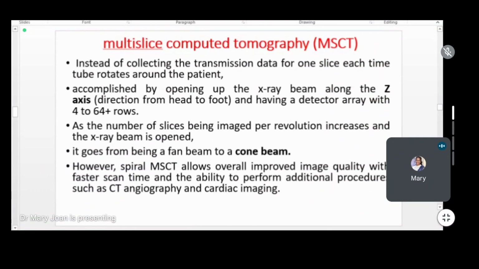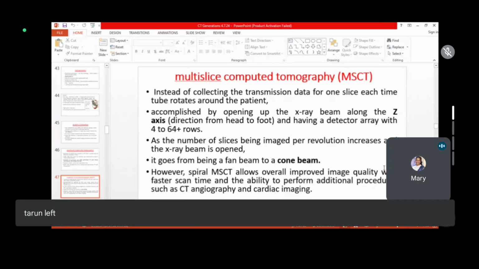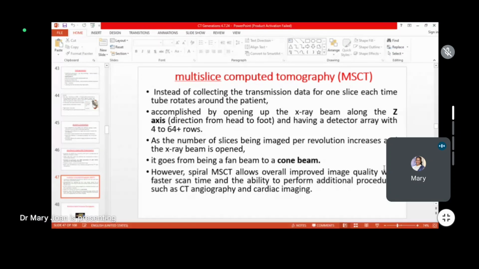Instead of collecting the transmission data for one slice each time the tube rotates around the patient, this is accomplished by opening up the X-ray beam along the Z-axis, the direction from head to foot, and having a detector array with 4 to 64 plus rows. As the number of slices being imaged per revolution increases and the X-ray beam is opened, it goes from being a fan beam to a cone beam.